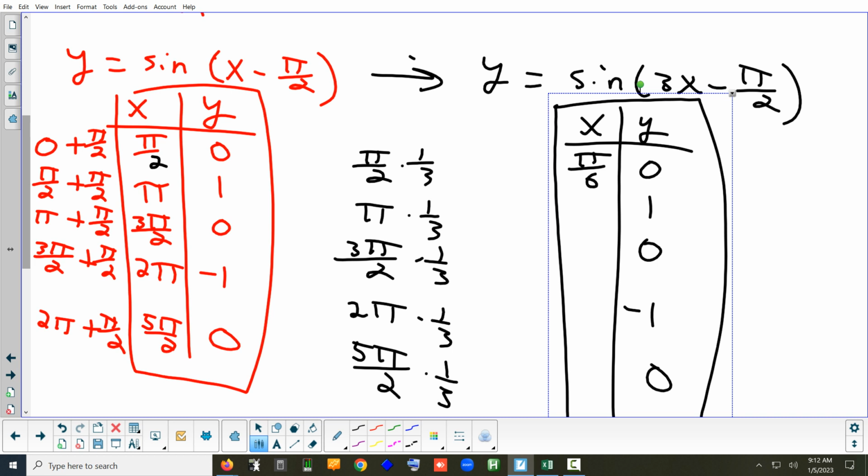Kelly, do you see the next one? Pi over 3. Yep, pi over 3. All right, how about the next one? Matt? Pi over 2. It's going to be 3 pi over 6, but that reduces to pi over 2. Okay. Jazara, how about the fourth one? Yep, 2 pi over 3. Good. And the last one? Yep, 5 pi over 6. Yes.